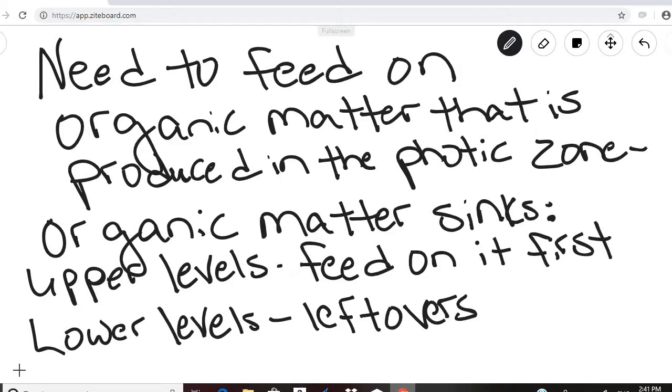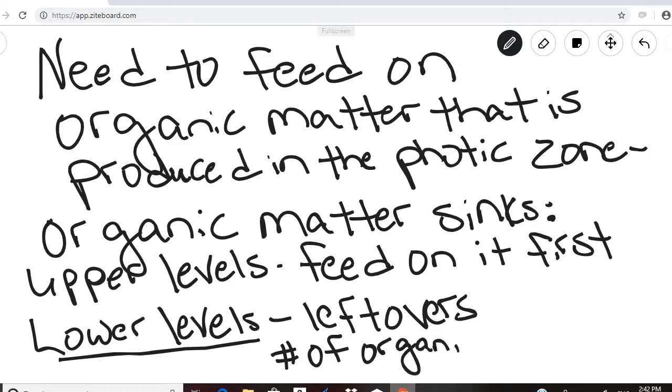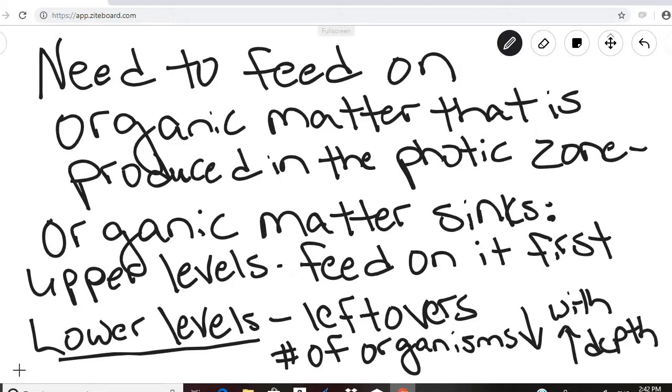And so there's even going to be less food available for them, less and less food available as you move to lower levels. So as you might expect, the number of organisms that live in these areas decreases with increasing depth. Okay, so the deeper the area of the ocean, the fewer organisms that live there.